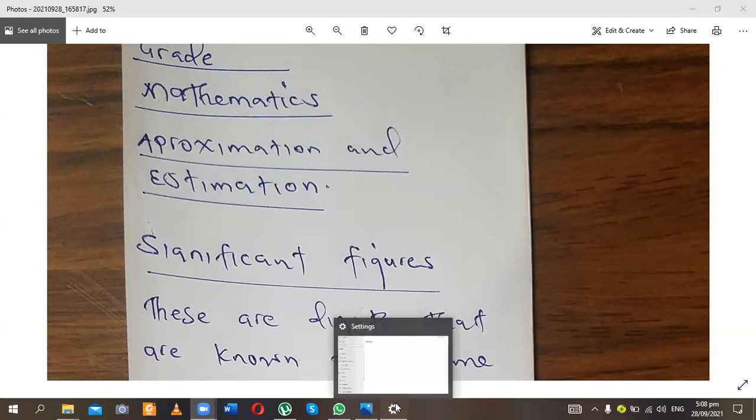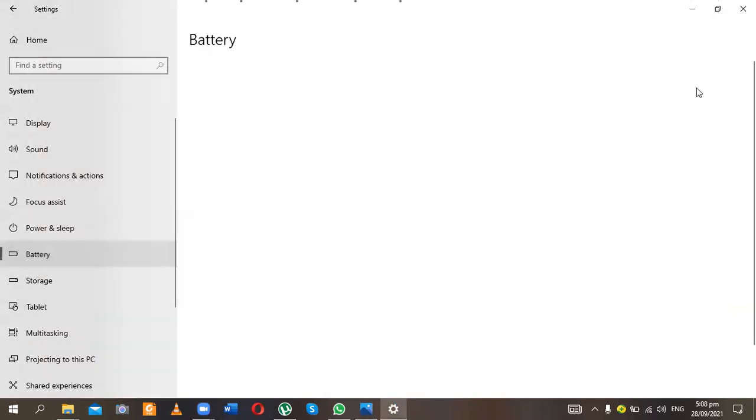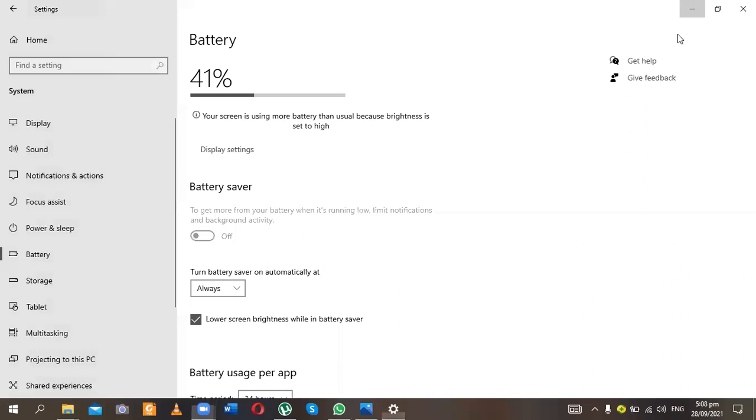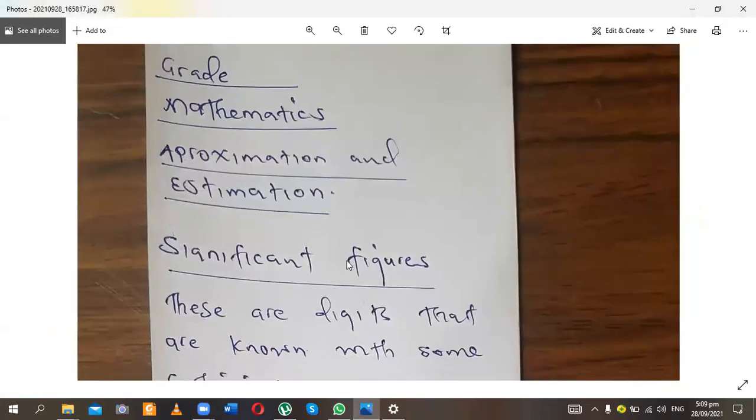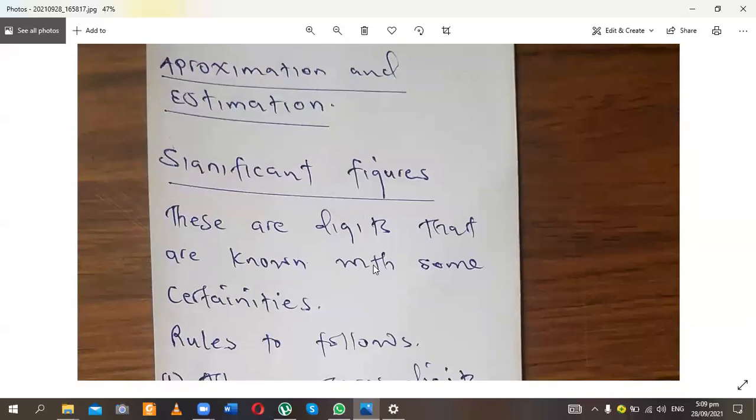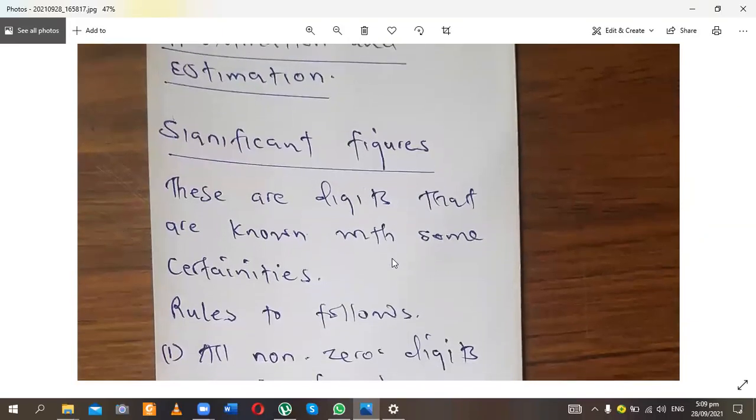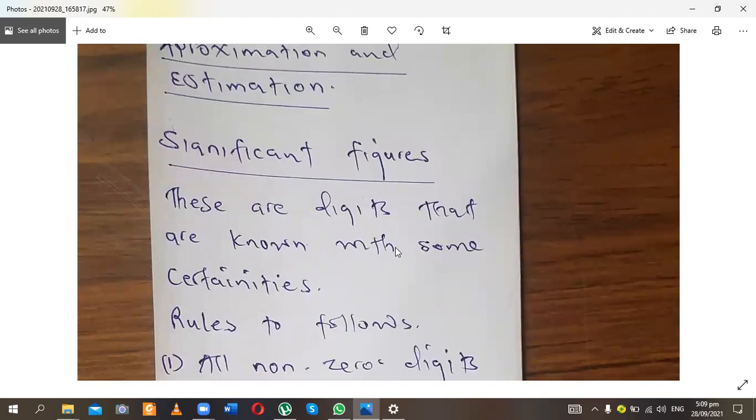So within the estimation, there are quite a few components that we'll be looking at. And the first one is called significant figures. How do we know if a given number is considered as a significant figure? Now, when you say a significant figure, what are we talking about? We're talking about figures or numbers or digits that are known with certainties, with some sureties.